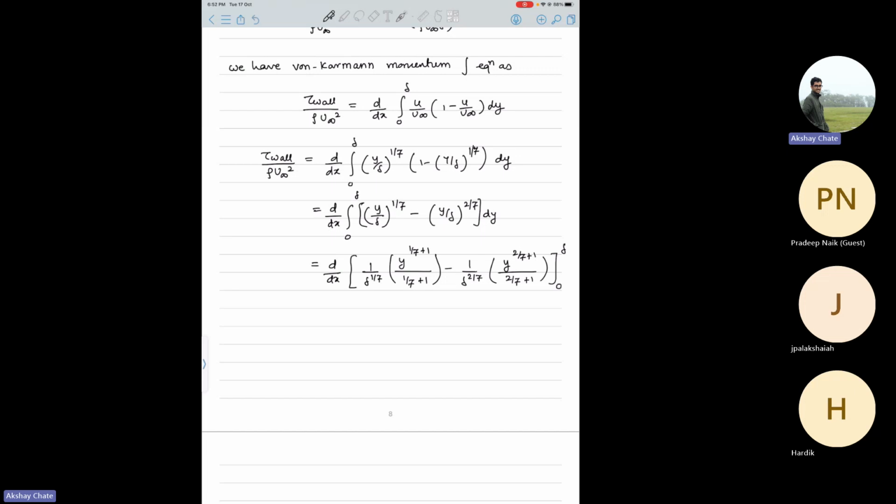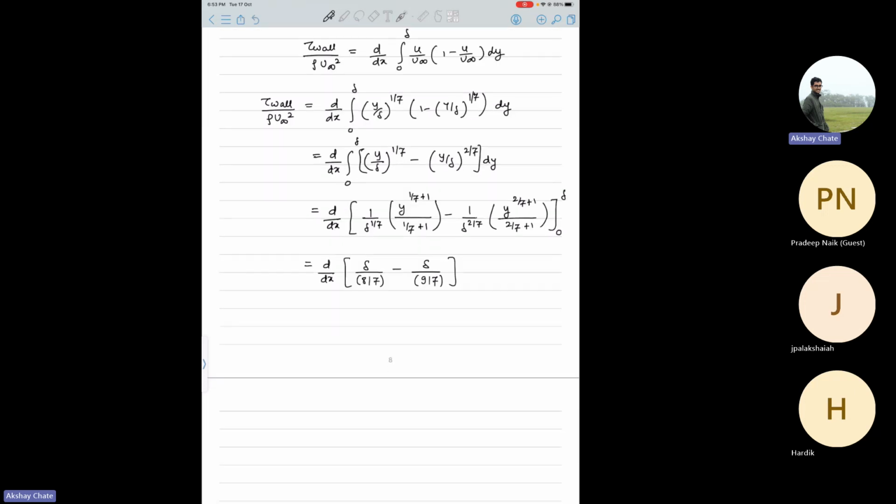So now if you see, if you put y equal to 0, the whole thing goes away. When you put y equal to delta, what ends up happening is this 1 by delta to the power 1/7 gets cancelled with the delta. So you will end up with, let's say, delta into 8/7 minus 1, delta will remain here also, and at the bottom it will be 9/7.